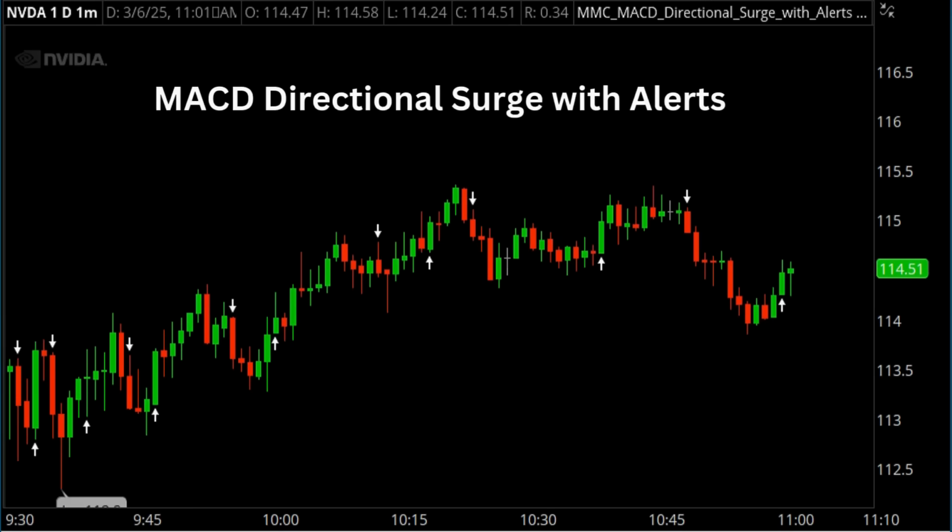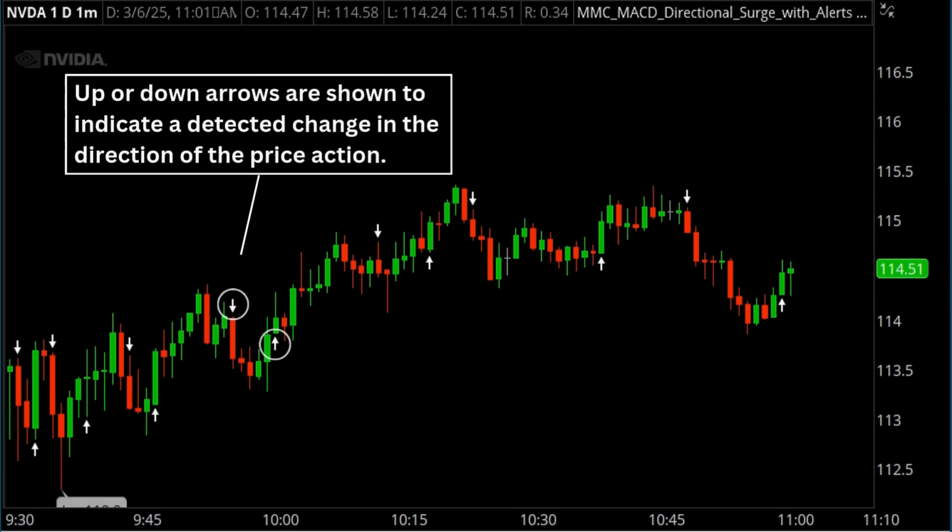The MACD directional surge with alerts is built to track momentum strength and directional changes within price action. It uses the proven method of comparing fast and slow-moving averages to reveal when market momentum is shifting. Arrows appear directly on the chart, marking moments when the strength of buyers or sellers has changed. These signals provide visual confirmation that a potential trend reversal or continuation is underway.